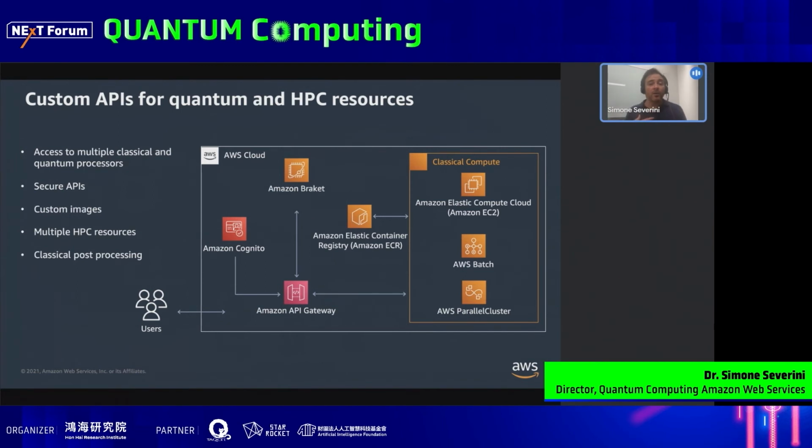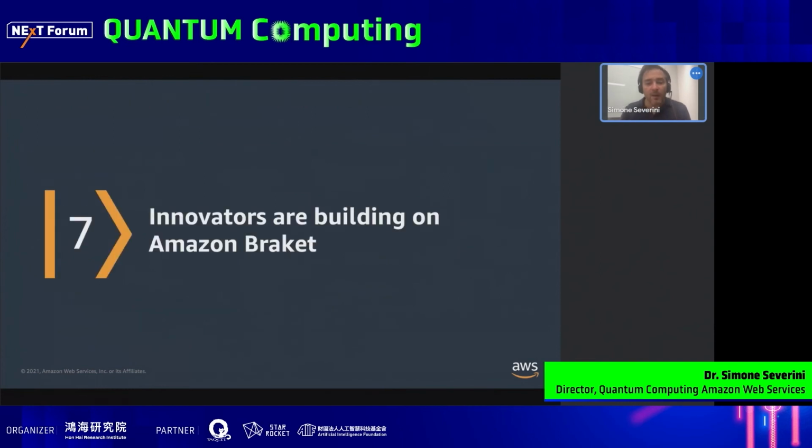And here on the screen is just an example where you can create secure and custom APIs for your user, where you can use a quantum computer, but also high performance compute, HPC, in the same environment in the AWS cloud. And I think that this is important because indeed it's a tiny step towards this idea of macro compute resources beyond quantum classical algorithms, but resources that include quantum and classical computers working together. Let me go to the next point.